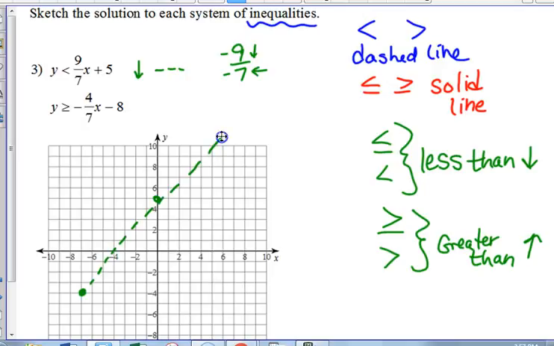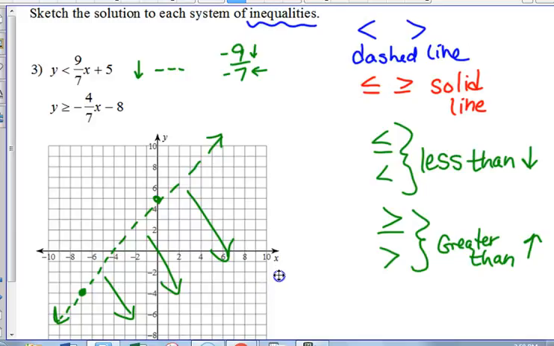And if you're like me, you'll make it solid and forget, and then you'll write a little note that said this was supposed to be dotted. You can do that, I don't care. All right, and it is below that line that we are trying to include. All the points below that line will work. I know some of your teachers would have said test a point like 0, 0 and make sure it works, right? 0 is less than 5 is true, so it works down here where 0, 0 is.